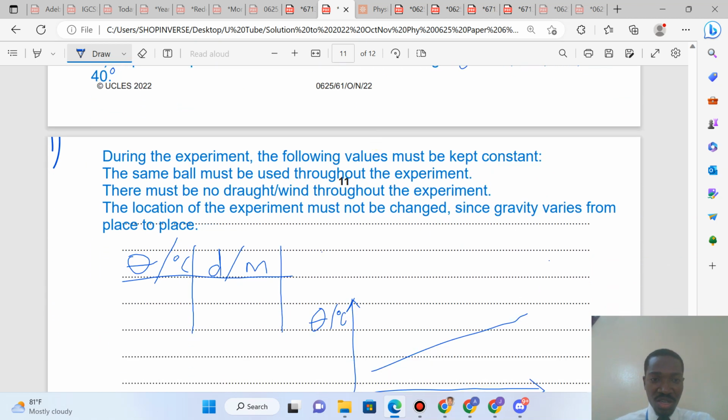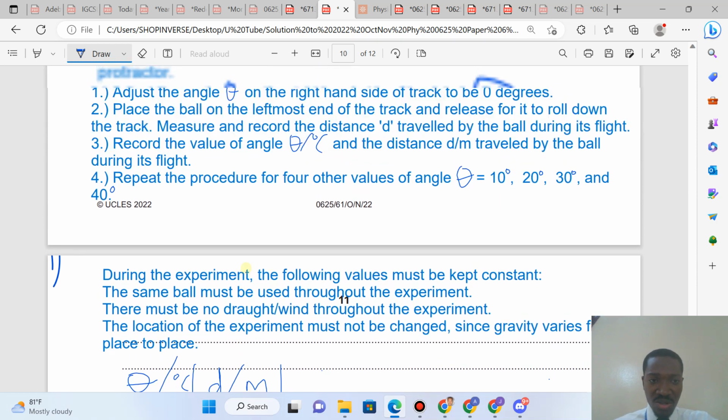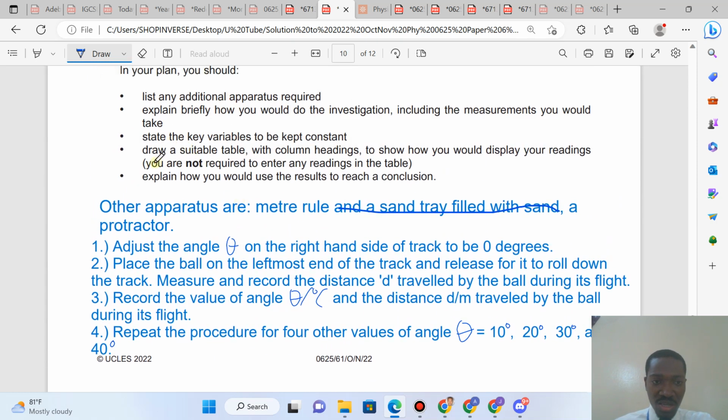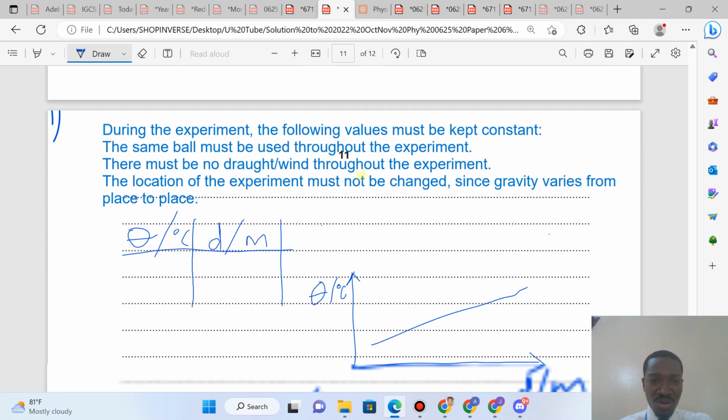So this is the table. You draw this table. Put the column headings, angle in degrees Celsius, distance in meters. That's all. And what's the last thing? The last question says, explain how you would use the results to reach a conclusion. How will you use this result to reach a conclusion?